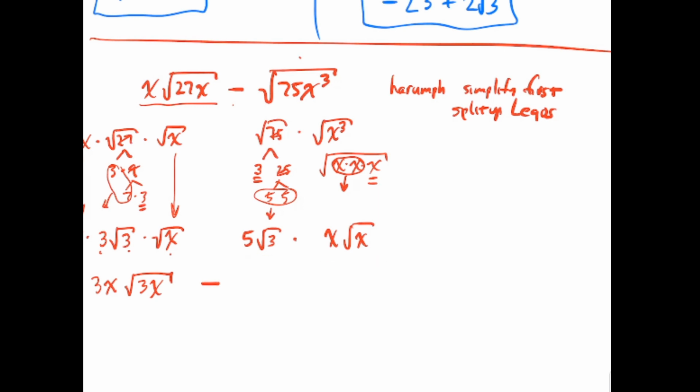We're going to put the Legos back together now. Multiplying outside, I have a 5 times an x. Multiplying inside, I have a 3 times an x. So I have a 3 times an x inside.